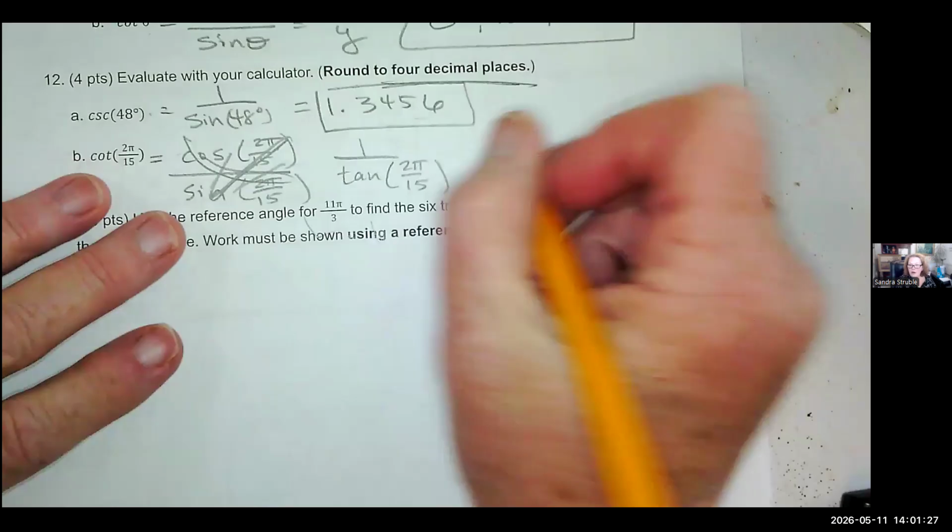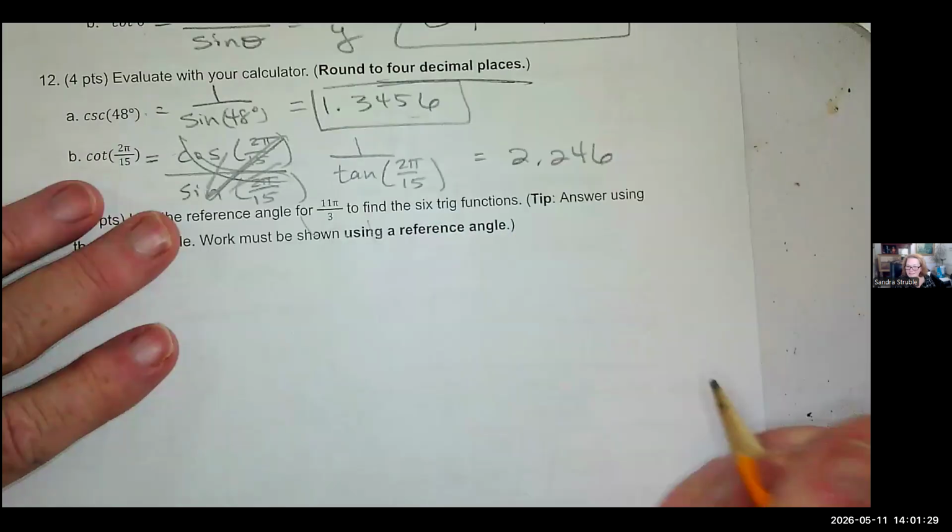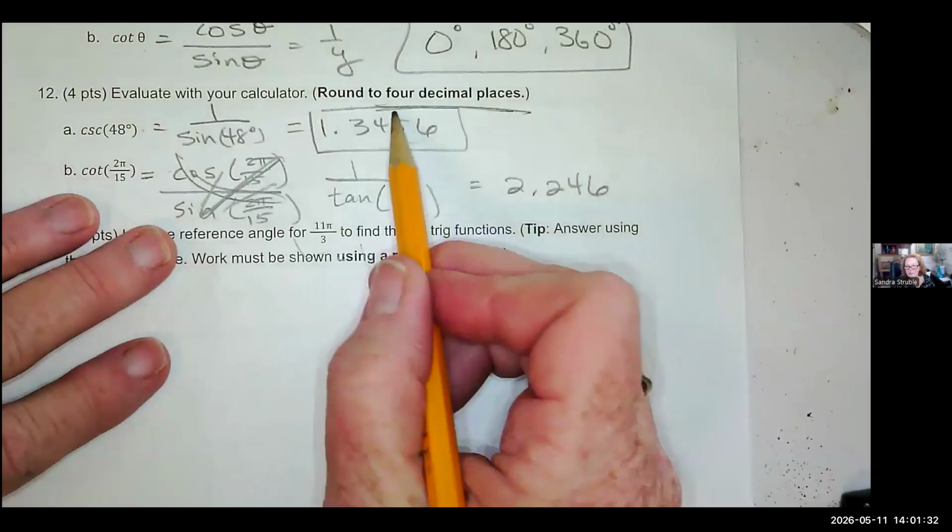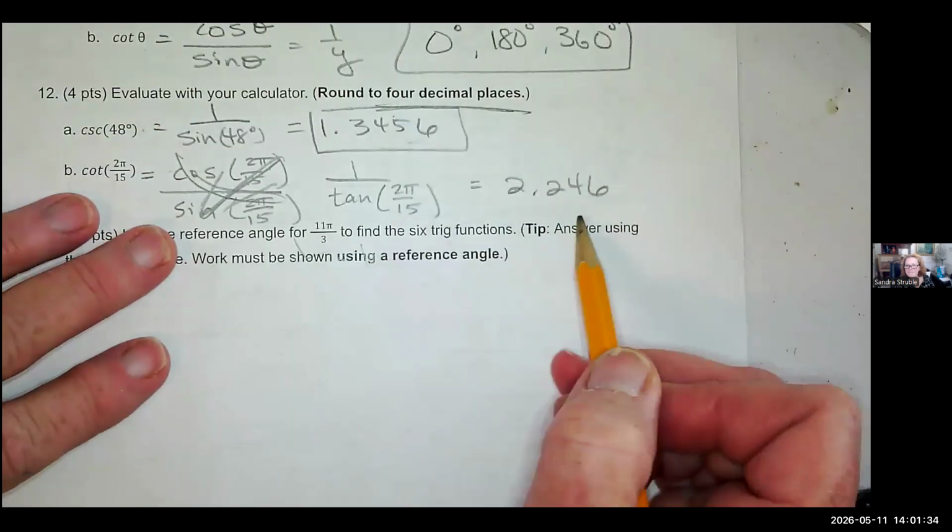Do I need the 0? No, because it doesn't count. Even though it said to 4 decimal places, this is still rounded to 4 decimal places. Zeros past this point do not matter. All right.